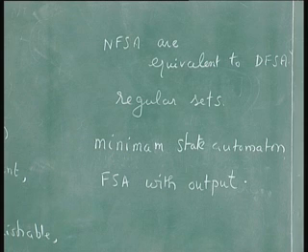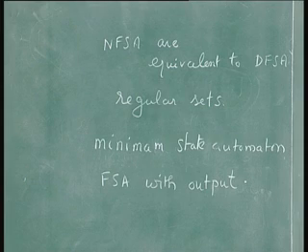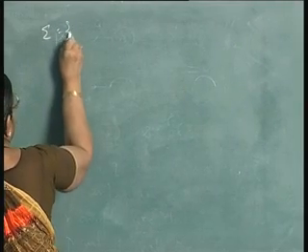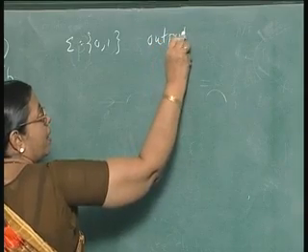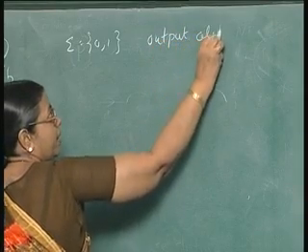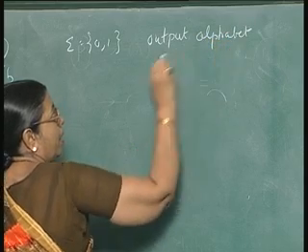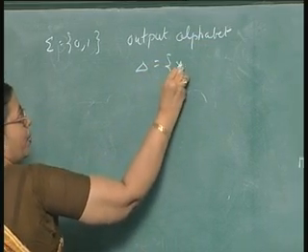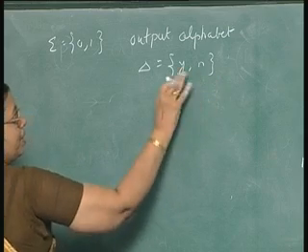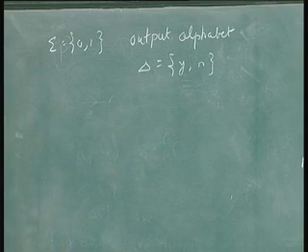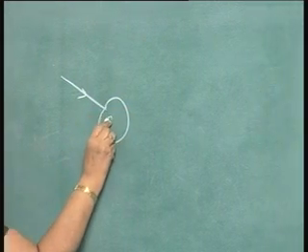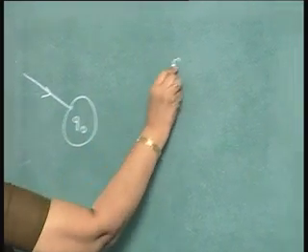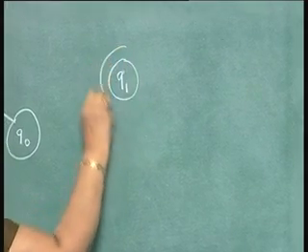For example, you can consider this one with an input alphabet sigma equal to 0, 1, and output alphabet delta equal to yes or no. The string will be accepted means you say yes, if it is not accepted you say no, and any string ending with 2 zeros will be accepted, and any string ending with 2 ones will be accepted, otherwise it will not be accepted.